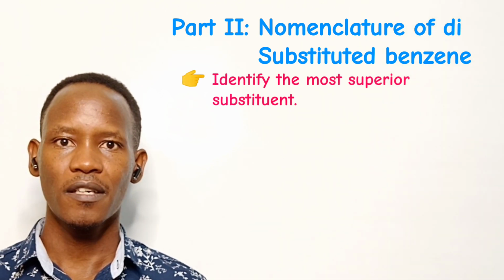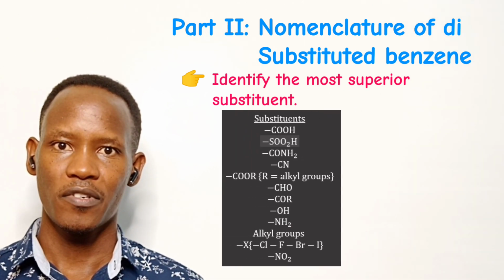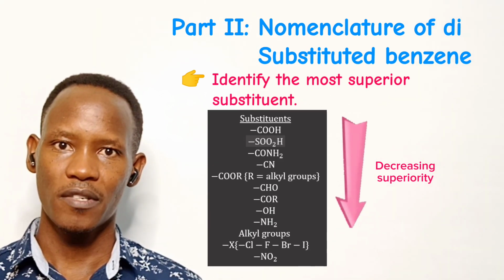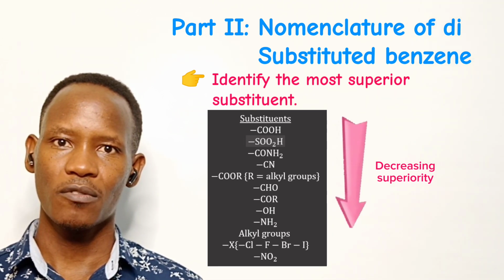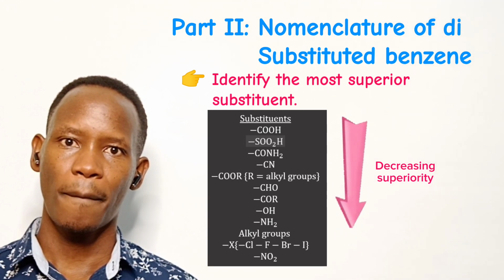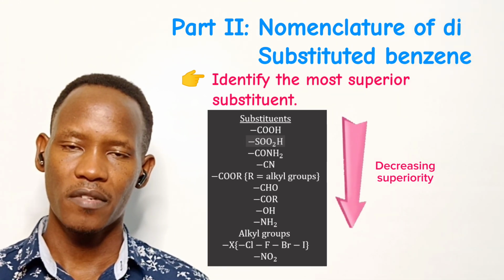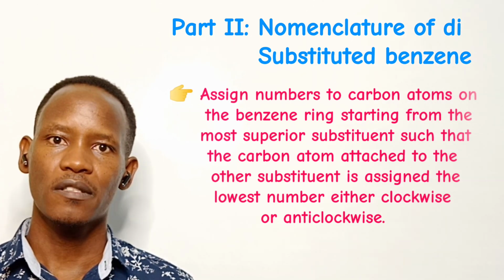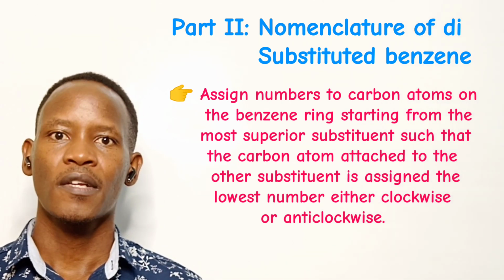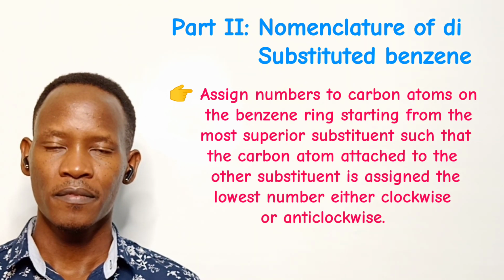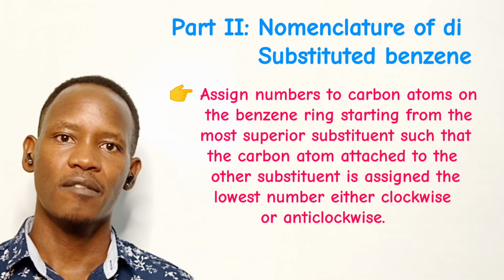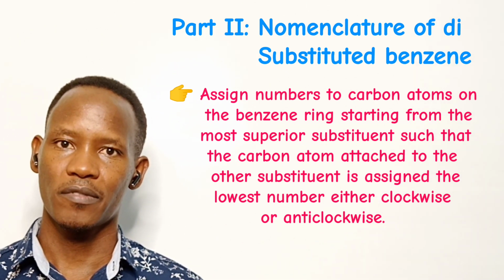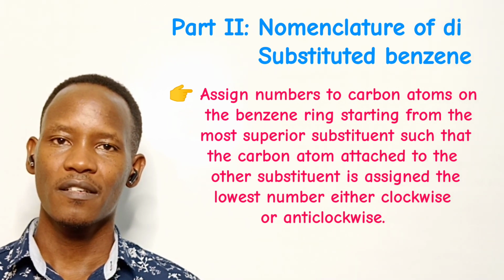The list displayed beside me is arranged in order of superiority. Of course, the highest in the list is the most superior, and the lowest on the list is the least superior. So we shall first choose the most superior group, and the most superior group together with benzene gives us the parent name of the compound. The second guideline is that we assign numbers to the disubstituted benzene such that the other substituent occupies a lower position. And mind you, when we are numbering the benzene ring, it can be clockwise or anti-clockwise. After this, we write the name of the whole compound. To illustrate these two guidelines, there are some examples.